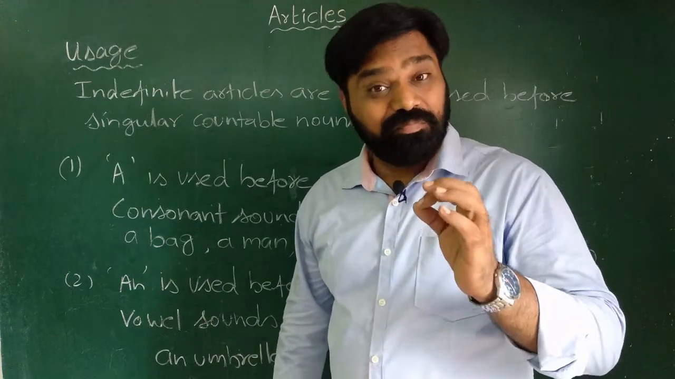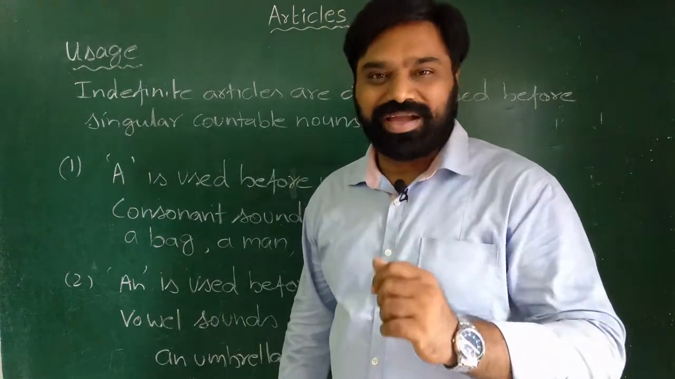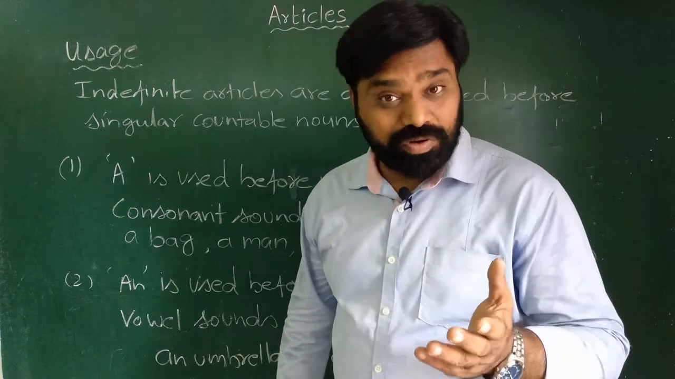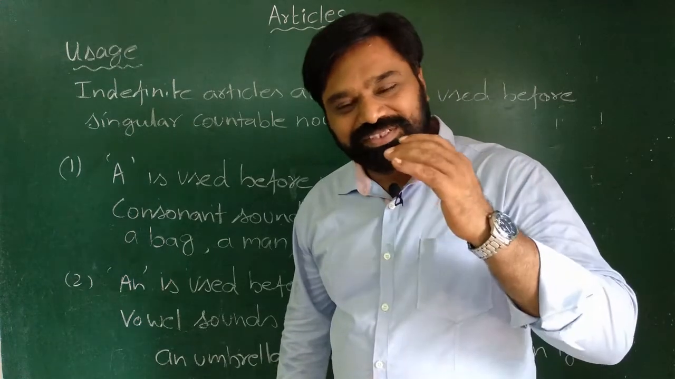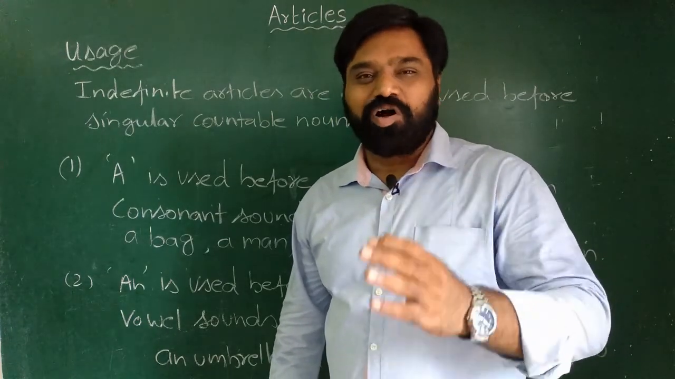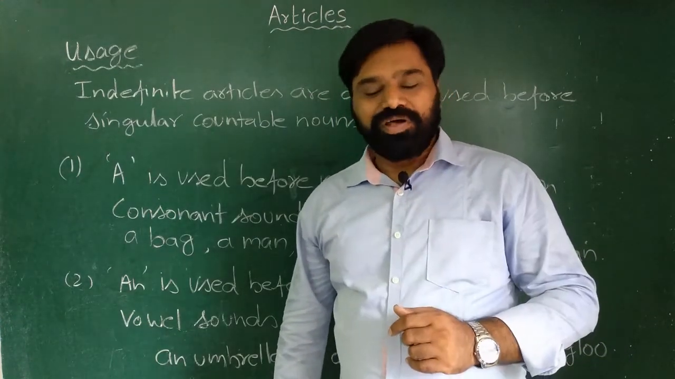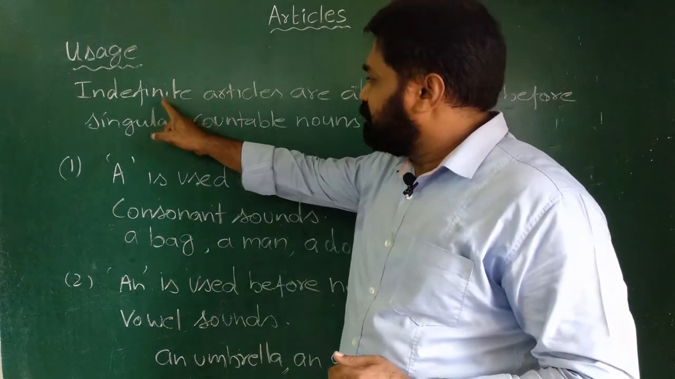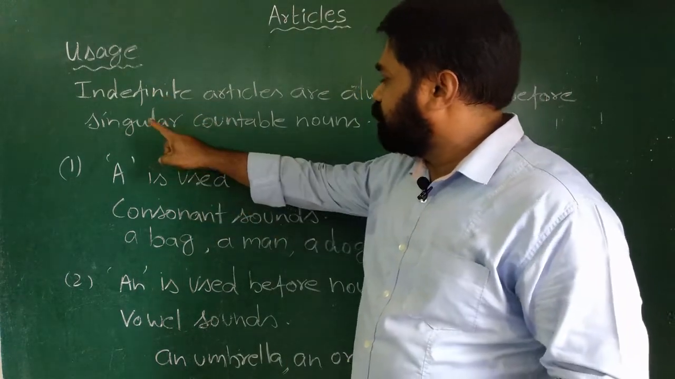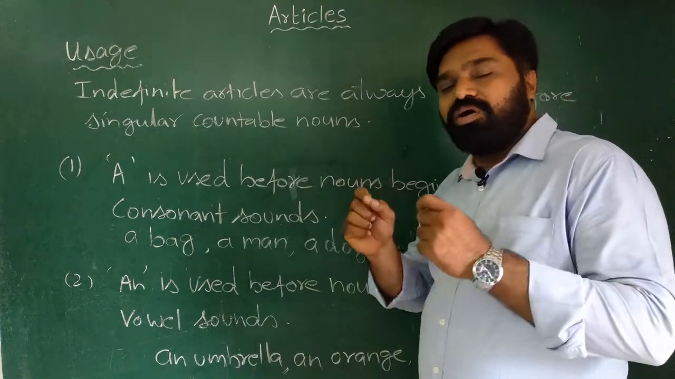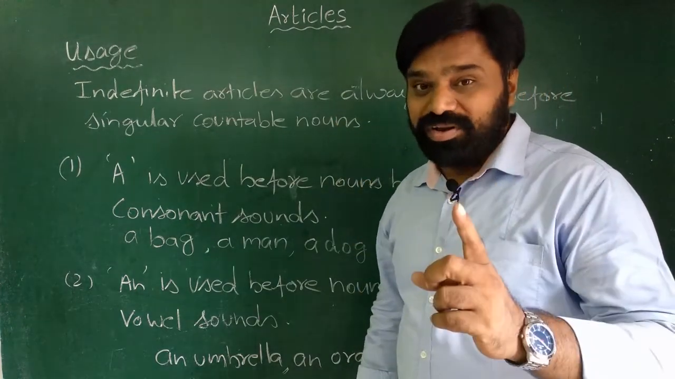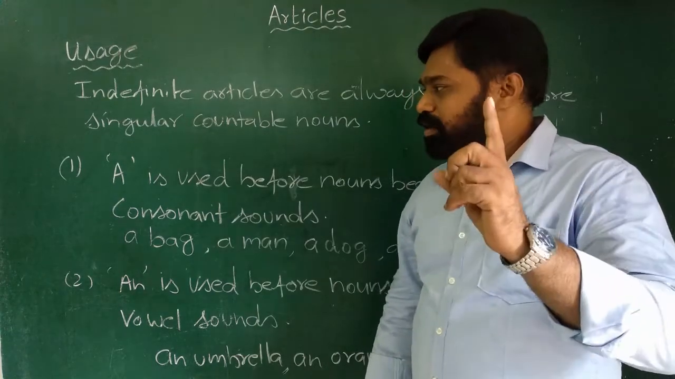If I say a bag, it means one bag. If I say a book, it means one book. So one is always used with singular. That is the common sense there, and we have to remember it. So indefinite articles are always used before singular countable nouns. When I say noun, it always refers to common noun.